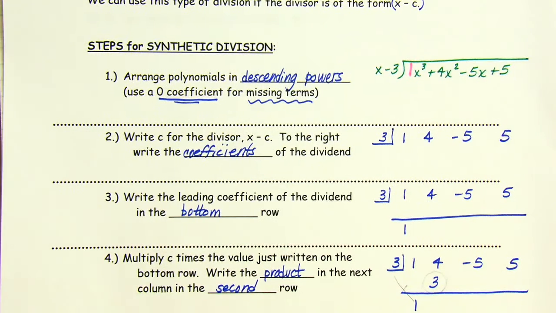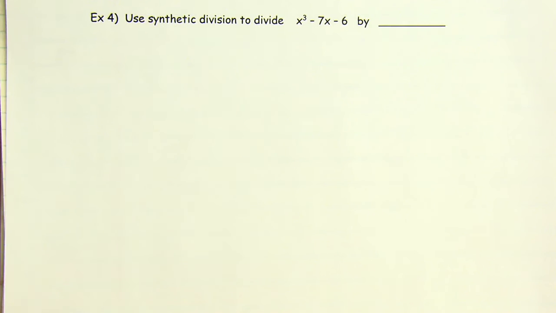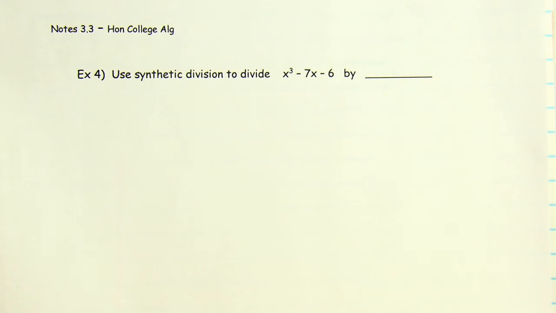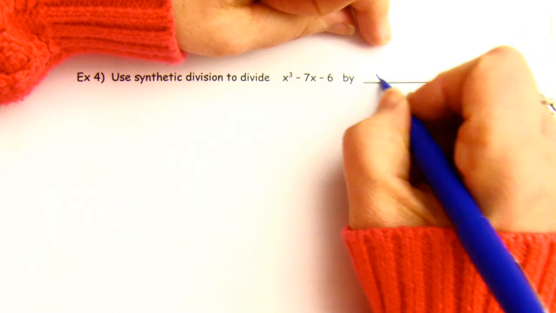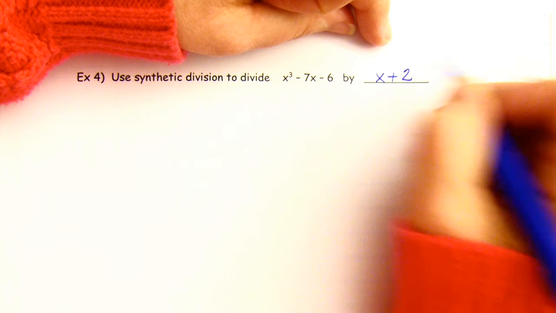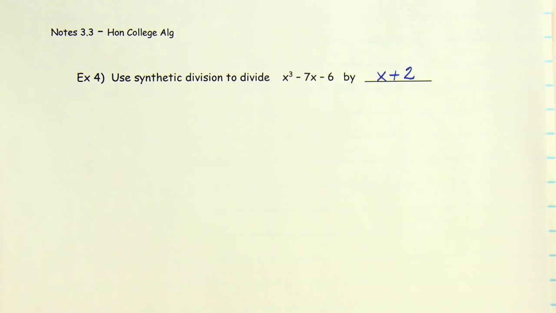All right, so I'm going to continue. All right, use synthetic division to divide. Oh, well, look at that. How can you pause the video and do this one if I didn't give you the divisor? Divisor is x plus 2. Okay, so now again, if you want to pause the video, you may do that and then see if you get this correct.